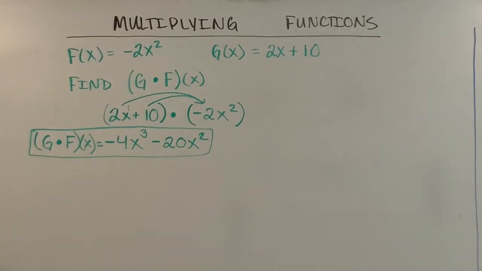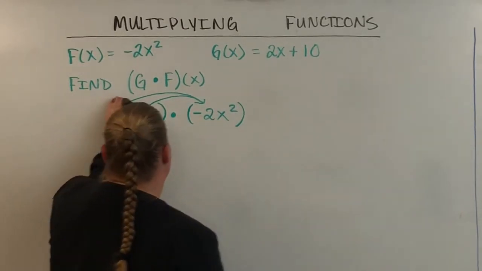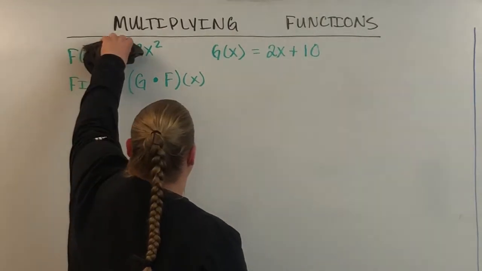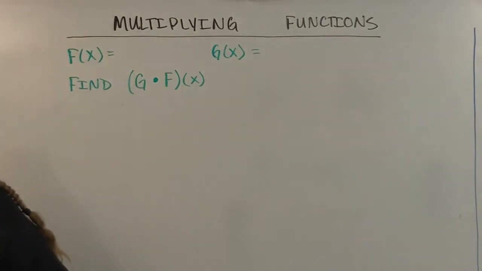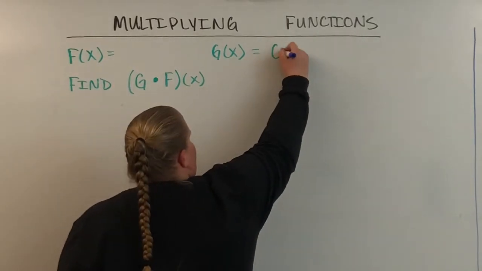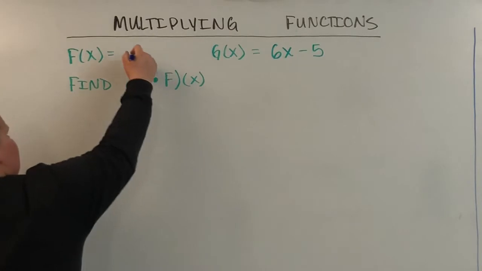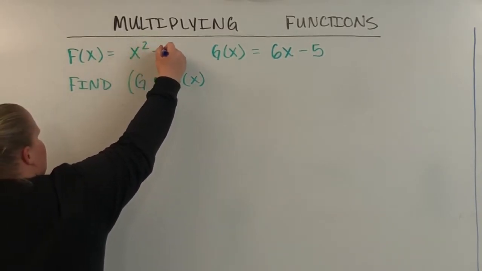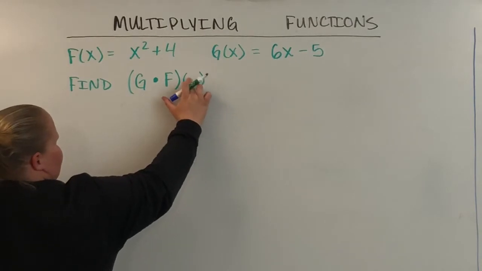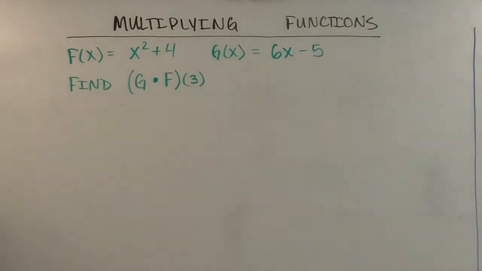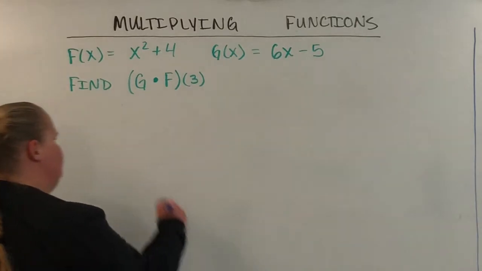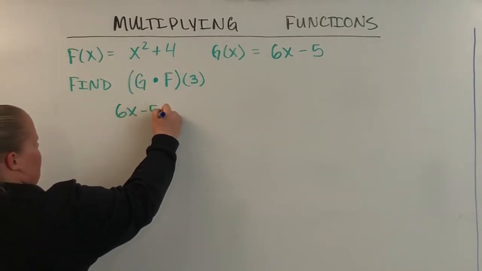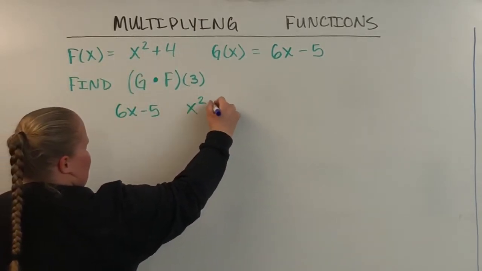We're going to do one more, and we're going to evaluate at a number. So we're going to plug something in for x. Plug in 3 for x, but we'll do that at the end. So right now what we're concerned with is finding g times f. G is 6x minus 5, and f is x squared plus 4.